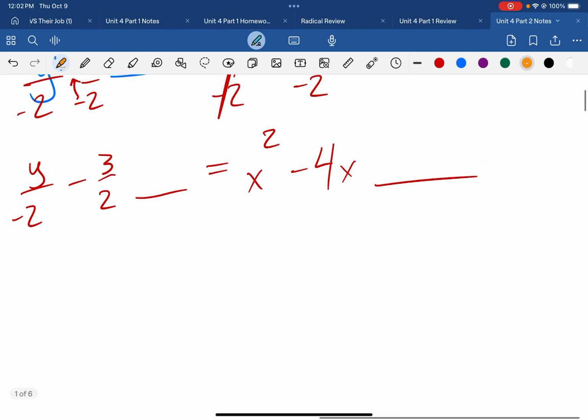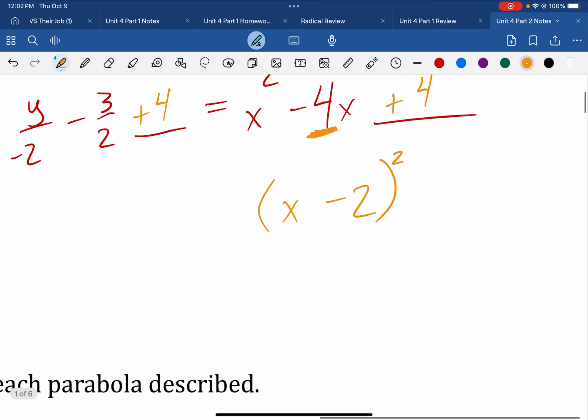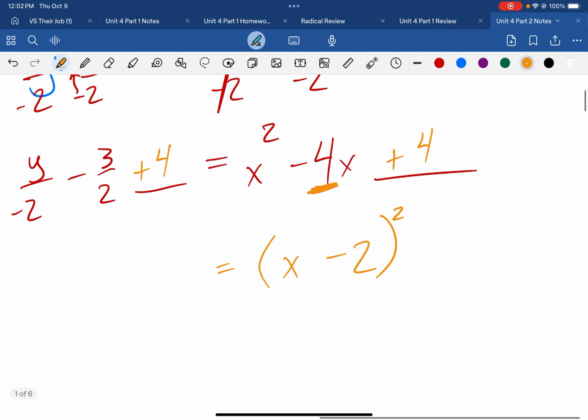So I need to find numbers that will give me -4 so that I can complete the square, which is -2, because -2 and -2 gives me -4. And therefore, what goes here is going to be a plus 4, because that's what 2 times 2 is. So this whole right side gets transformed into this. Don't have to do anything weird.